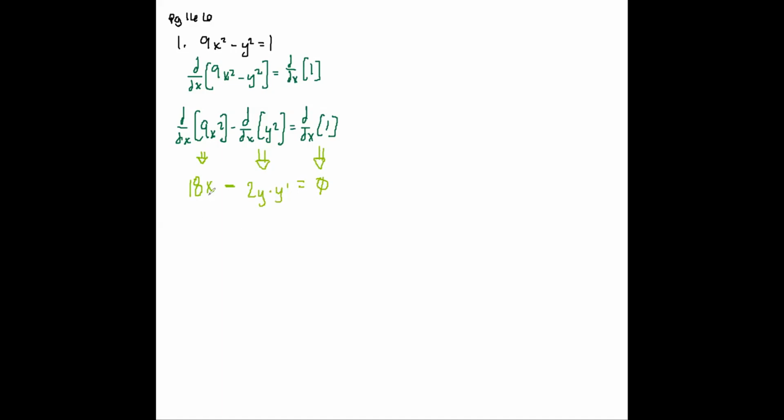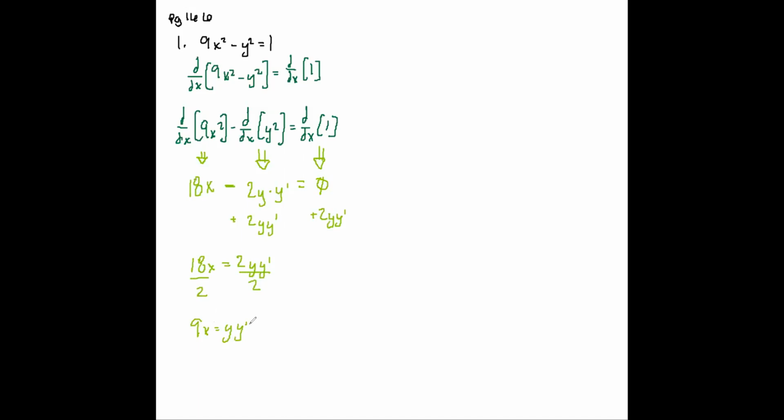So I'm going to rewrite this. I'm going to add 2y prime to both sides. So I end up with 18x is equal to 2y prime. I can divide both sides by 2. So 9x is equal to y prime.